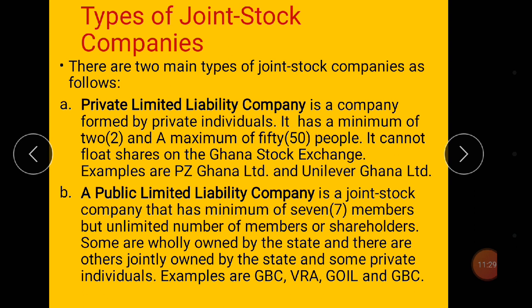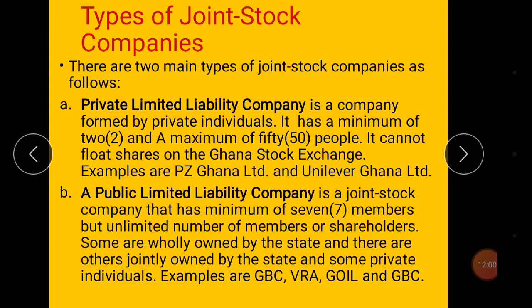And for a public limited liability company, there is no limit for the number of shareholders. It could be as many as 10,000, 100,000, 1 million, 2 million, 5 million, 1 billion people owning shares in one company. That is for public limited liability companies. Some are wholly owned by the state, and there are others jointly owned by the state and some private individuals.